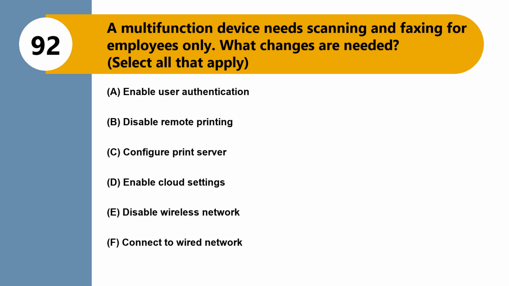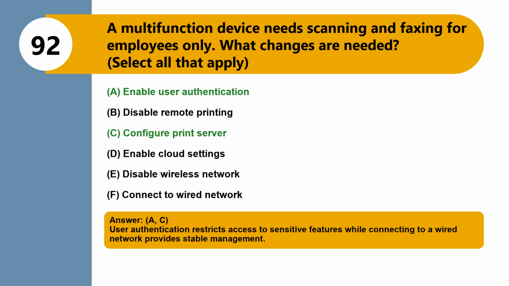Question 92. A multifunction device needs scanning and faxing for employees only. What changes are needed? Option A, enable user authentication. Option B, disable remote printing. Option C, configure print server. Option D, enable cloud settings. Option E, disable wireless network. Option F, connect to wired network. The correct answers are options A and C. Enable user authentication. Configure print server. User authentication restricts access to sensitive features while connecting to a wired network provides stable management.